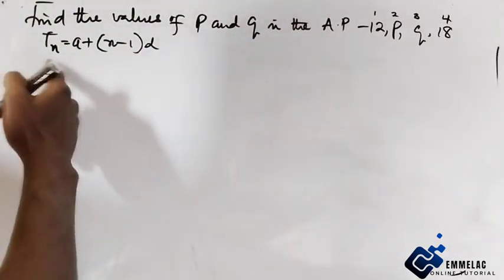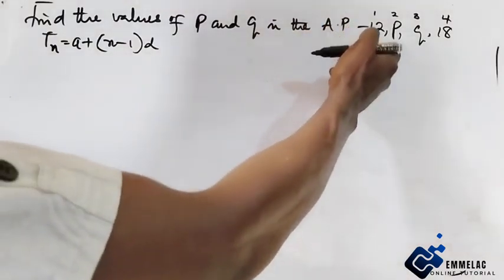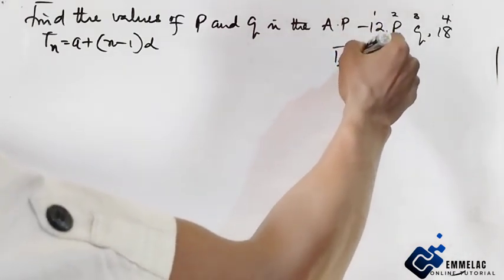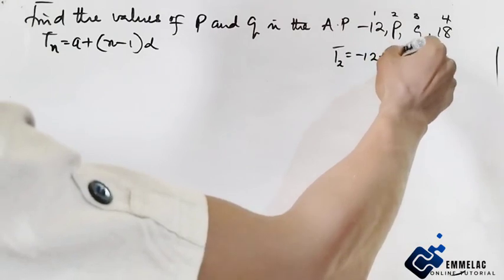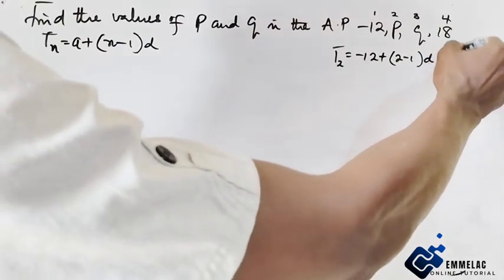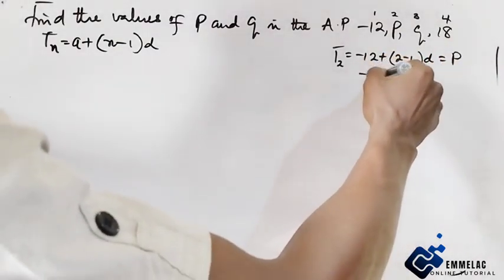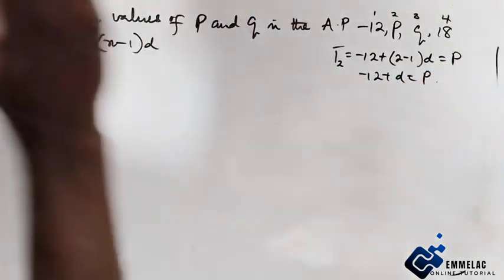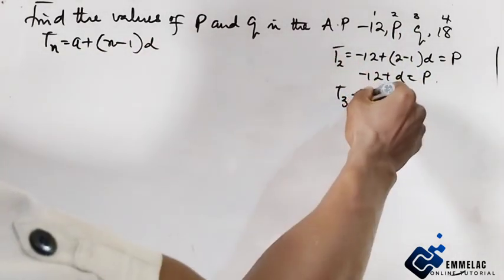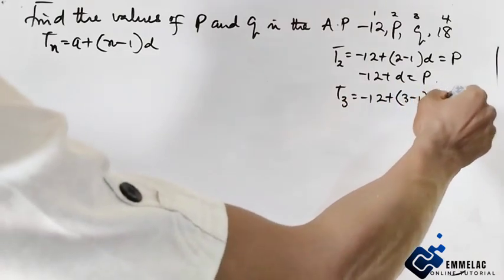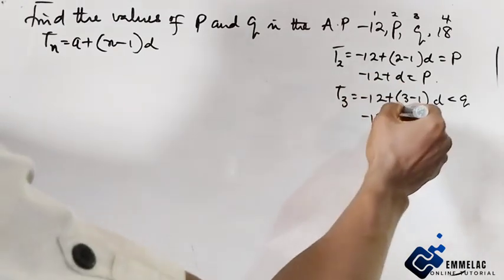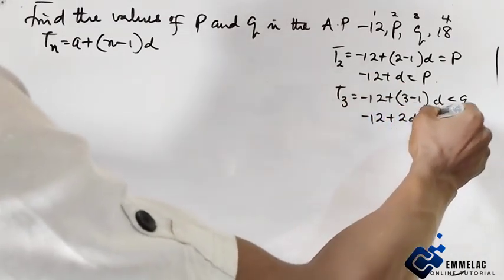Now our P is the second term, so here we can see the first term is minus 12 plus (2 minus 1) times the common difference D, and this equals P. So at the end of the day, we have that minus 12 plus D equals P. Then for the third term, using this formula also, minus 12 plus (3 minus 1) D equals Q. So here we have minus 12 plus 2D equals Q.